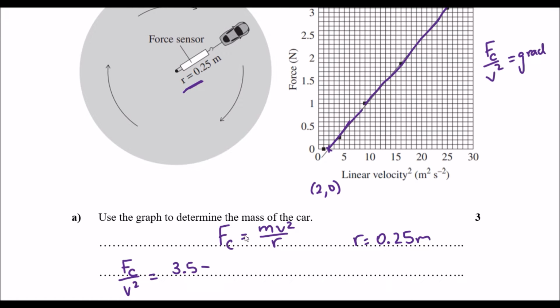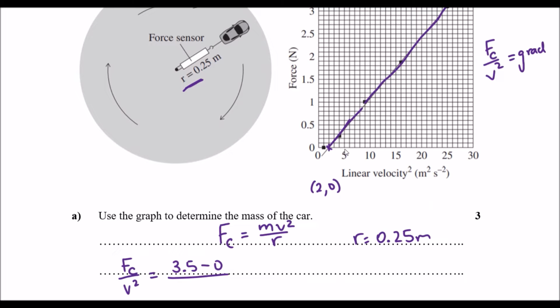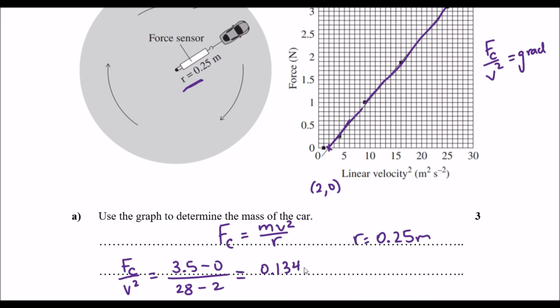According to our gradient value, Fc over v squared is equal to 3.5 subtracted by 0, divided by our horizontal components, which is 28 minus 2. So let's find the value for that. The answer I get is 0.1346153846. That's a ratio between the force and v squared. We don't really need to have units because that's just our gradient value that we have here at the moment.